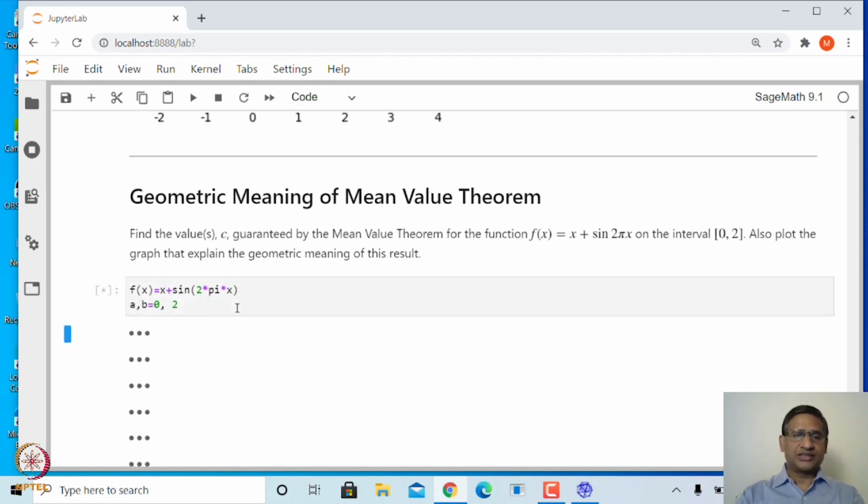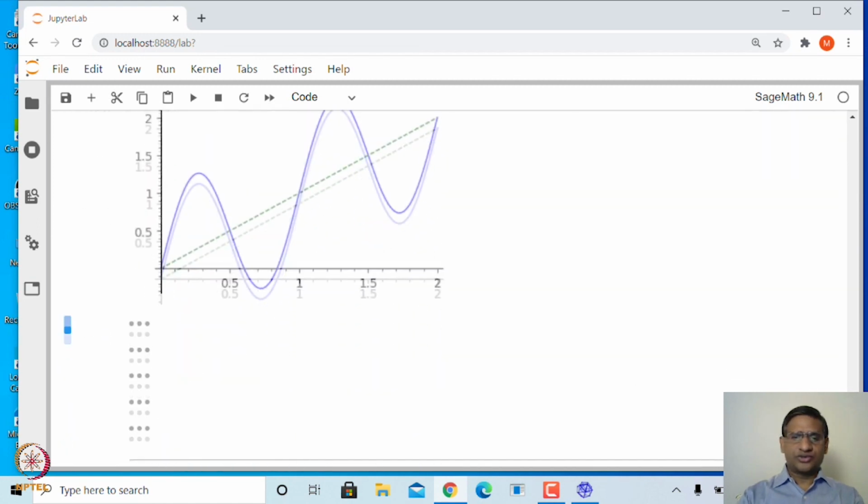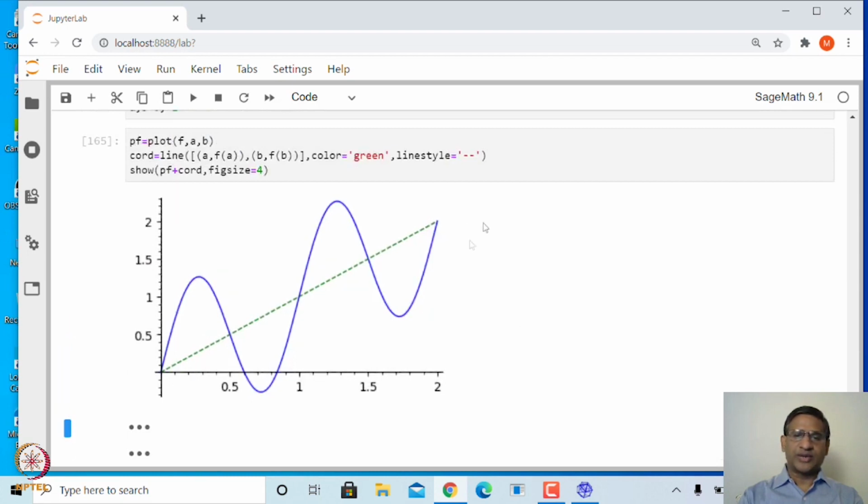So, how do we do that? Let us define this function f(x), and a equal to 0 and b equal to 2, and let us first plot the graph of this function. This is the graph of this function, and the end points are joined by this chord. The geometric meaning of the mean value theorem, called the Lagrange mean value theorem, is that if you look at this chord, then there are points on this curve at which the tangent is parallel to this chord. In this case you can see there will be some point here, there will be some point here, there will be some point here, there will be some point here. So, there will be 4 points strictly between a and b at which the tangent is parallel to this chord. That is the geometric meaning.